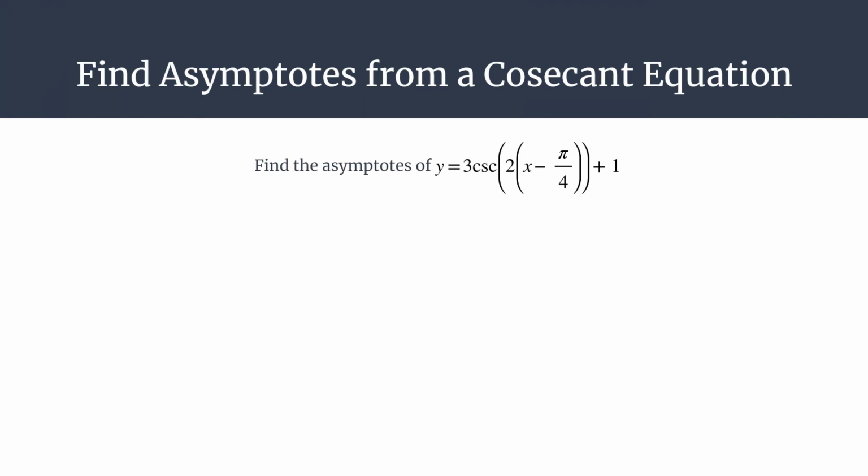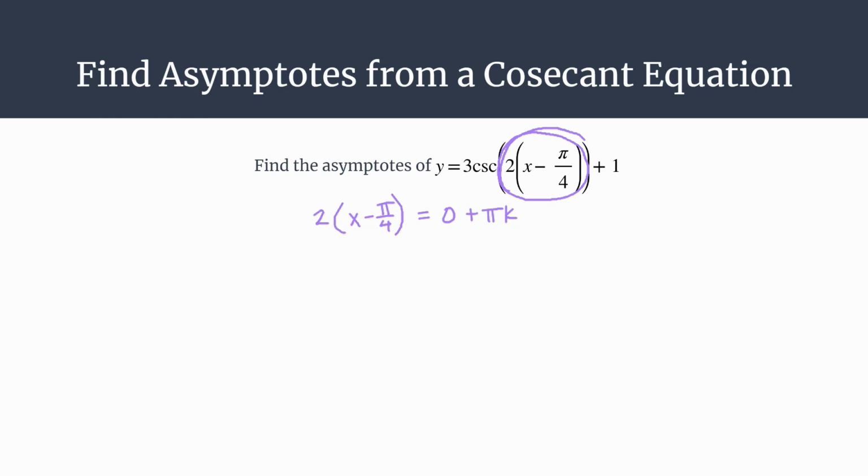So say we wanted to find the vertical asymptotes for this equation, y equals 3 cosecant of 2x minus pi over 4, plus 1. So to get everything set up, we take the inputs of our cosecant function, that's here, so 2 parentheses x minus pi over 4, and we're going to set that equal to those parent asymptotes of cosecant, and those are 0 plus pi k.